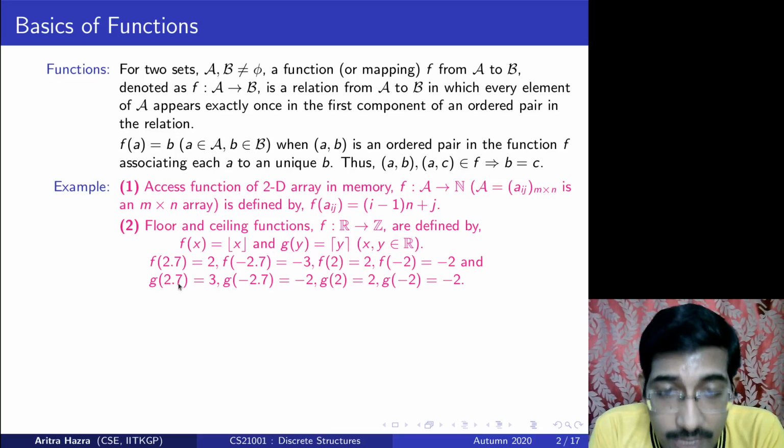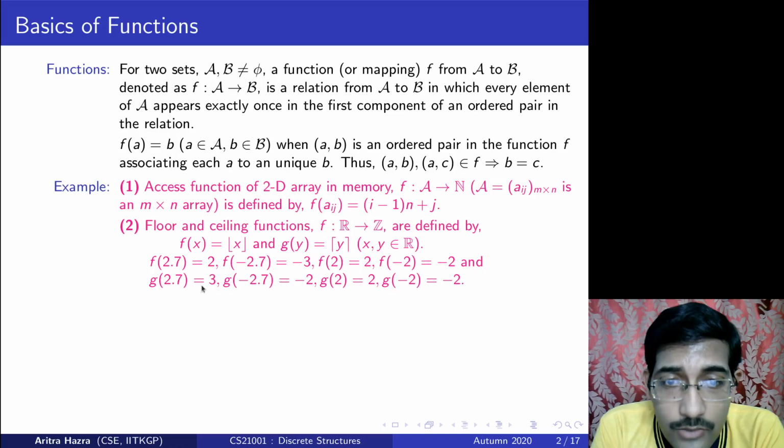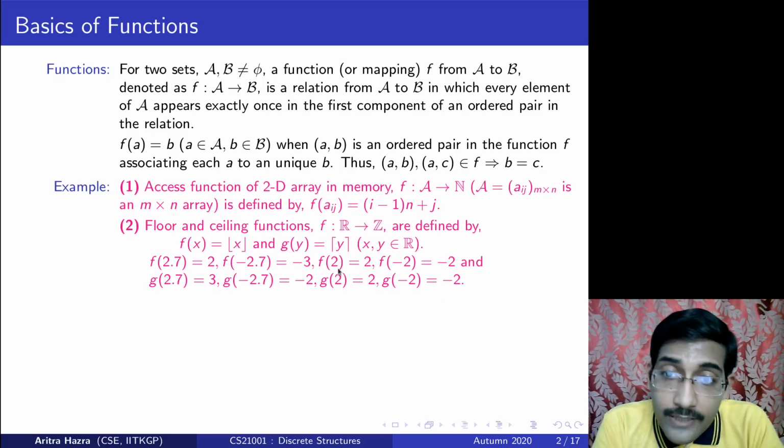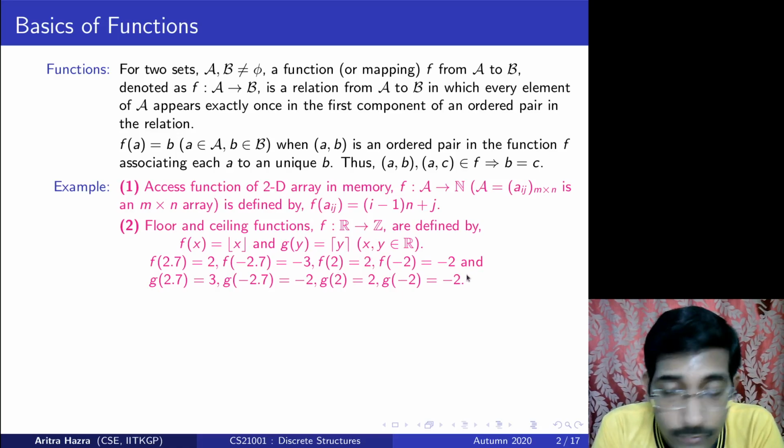In ceiling functions, we do just the dual. It is the least integer that is greater than or equal to 2.7, minus 2.7, and so on. So these two are functions that take a real number and associate it with an integer.